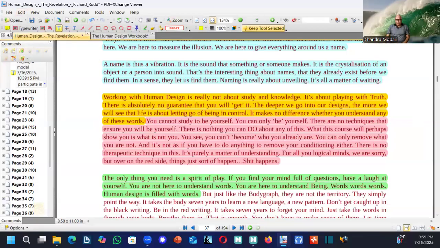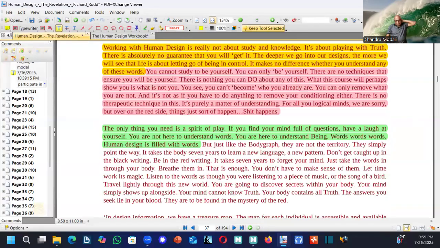Let's go further. The only thing you need is a spirit of play. If you find your mind full of questions, have a laugh at yourself. You are not here to understand words. You are here to understand being. Words, words, words. Human design is filled with words. But just like the body graph, they are not the territory. They simply point the way.